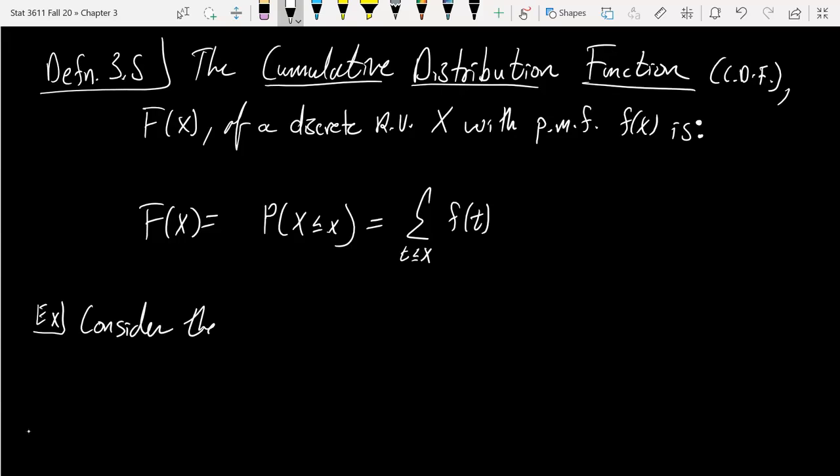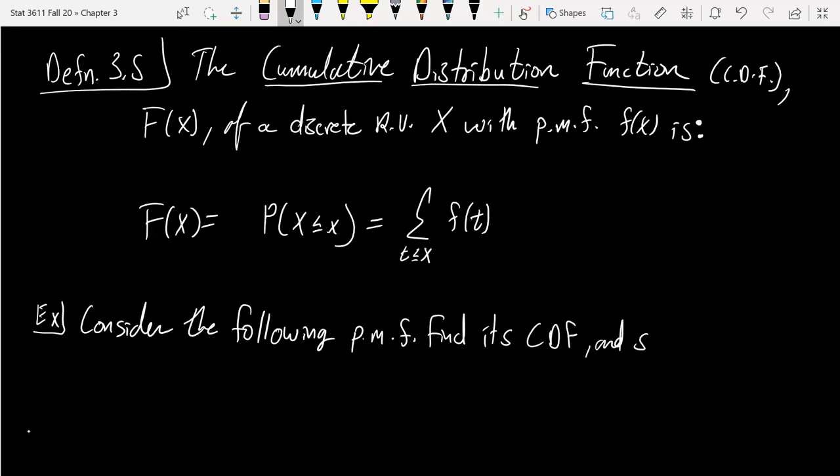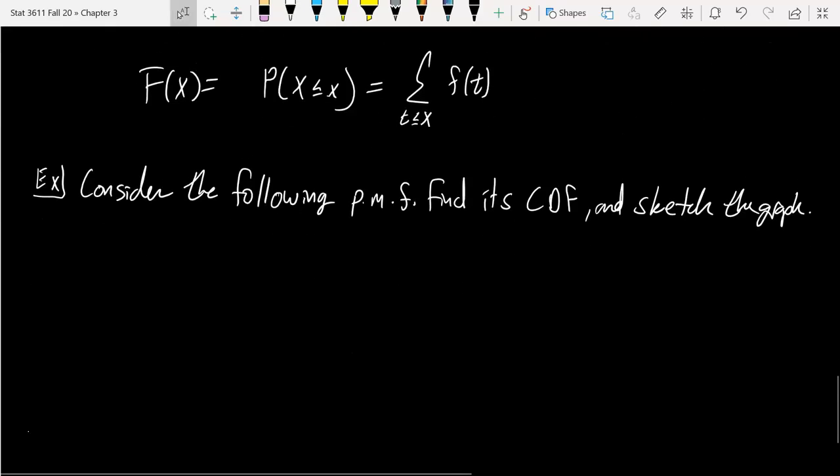Consider the following PMF, probability mass function. Let's find its CDF, its cumulative distribution function, and let's go ahead and sketch the graph of the CDF as well.